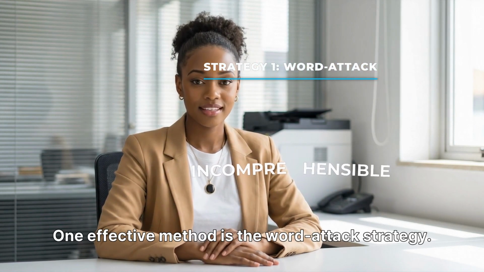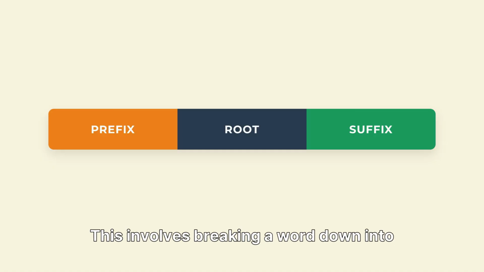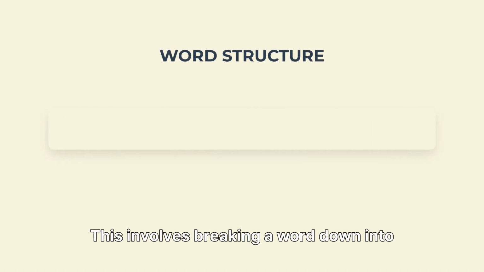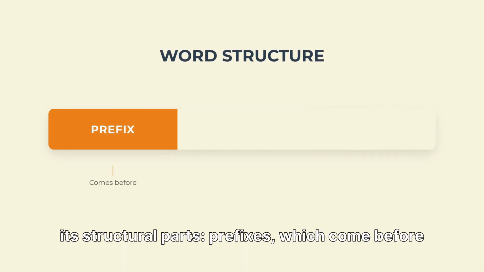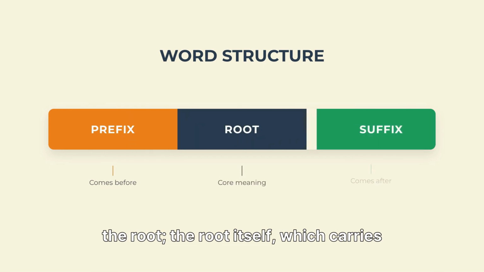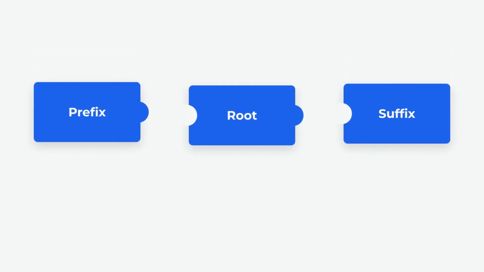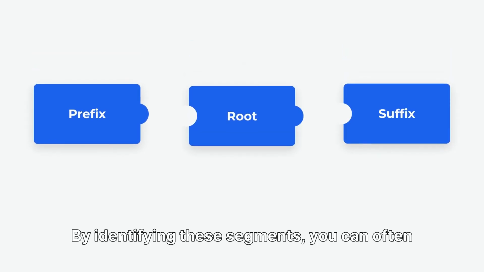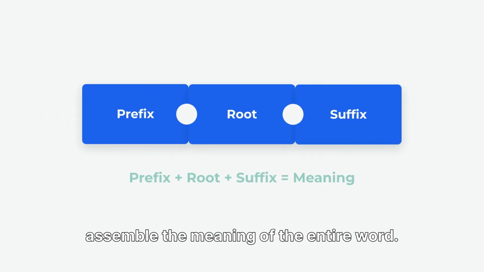One effective method is the word attack strategy. This involves breaking a word down into its structural parts: prefixes, which come before the root itself, which carries the core meaning, and suffixes, which are attached at the end. By identifying these segments, you can often assemble the meaning of the entire word.